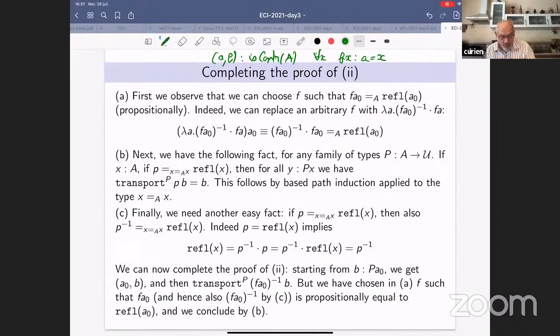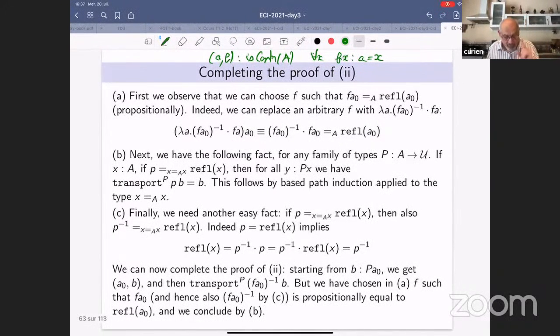And this can be a problem in proofs because, most of the time, when we produce a proof of is-contr A, the function f will have this property, because this will be proved by path induction, and usually we will have this by construction. But if we start from any element of is-contr A, we cannot assume that. But we can observe that if we have chosen some f that does not satisfy that, f A is not necessarily refl A.